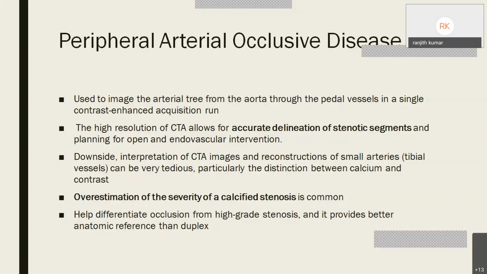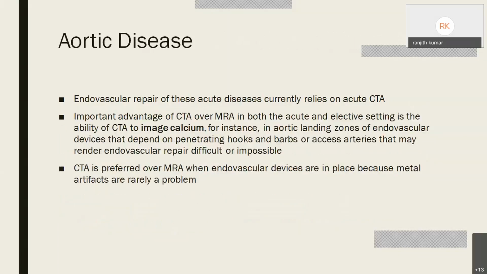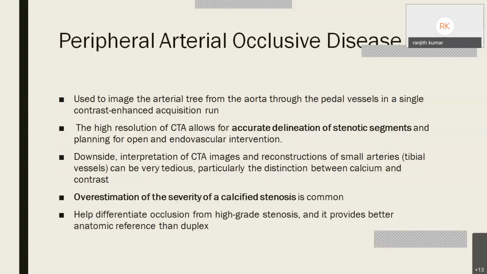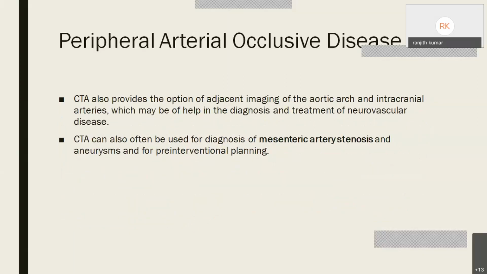Sometimes because of calcified lesions below the knee, it is difficult to identify the flow in the pedal vessels or below knee vessels, and it even overestimates the calcified stenosis, and it also differentiates a high grade stenosis from an occlusion. Coming to the aortic disease, it is advantageous over MR because of the presence of the calcium, and also we can preoperatively plan the landing zones in case of endovascular aneurysm repair. Also, it can be used in diagnosis of mesenteric artery stenosis and aneurysm for intervention planning.